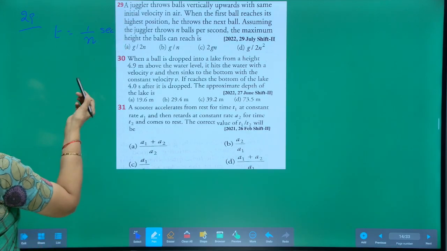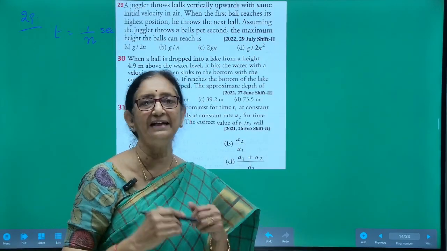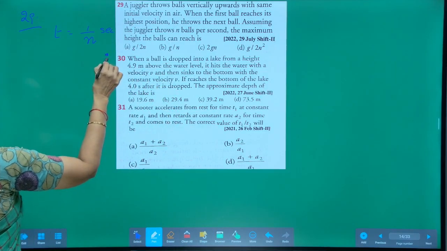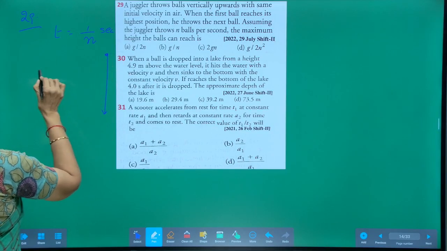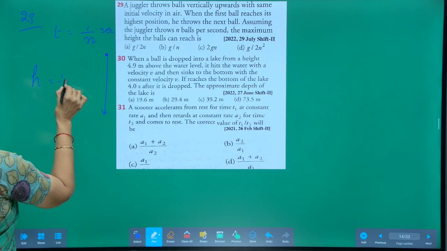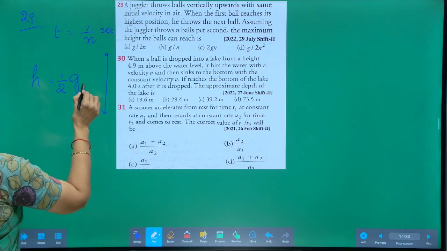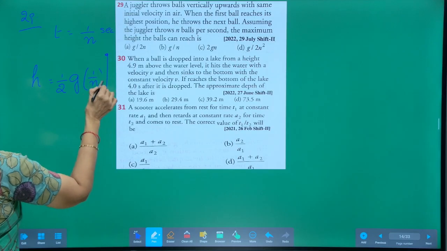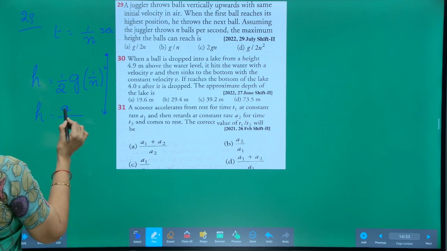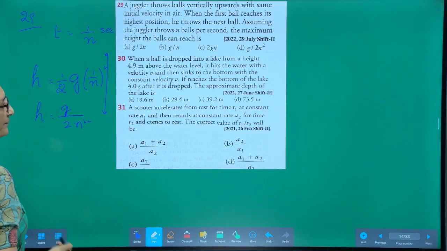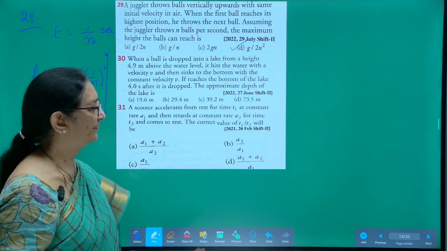So, what is the maximum height? If time of ascent is 1 by n seconds, time of descent is also 1 by n seconds. Time taken by the body to reach from the top to the bottom is 1 by n seconds. In case of a freely falling body, the maximum height from which it is dropped is h is half gt square. Here t is 1 by n. So maximum height is g by 2n square. That is the answer, g by 2n square. Okay, that's it.